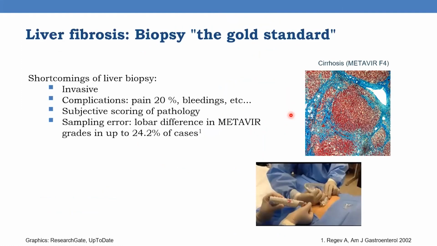Moving to the diagnosis of liver fibrosis, biopsy is the gold standard, and there are multiple systems used for grading the findings from biopsy, including METAVIR, which is widely used. However, biopsy has several limitations. It is invasive, with complications including pain, intraperitoneal hemorrhage, and infections. It is also associated with subjective scoring of pathology and with sampling error, where differences are seen in METAVIR grades within the same patients, with a high percentage.